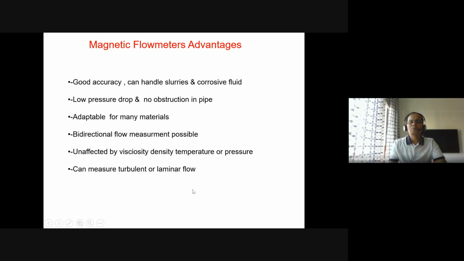Can measure turbulent or laminar, any flow. You can have high speed, low speed. Turbulent means bubbles and all. If it is no issue, you can measure. So in this way, a lot of advantages are there in this flow measurement, and therefore this is the popular flow meter in the industry. Maximum usage is in chemical, fertilizers, refineries, you'll find.